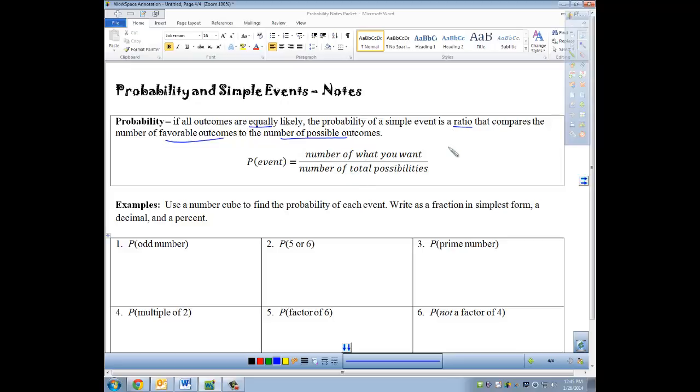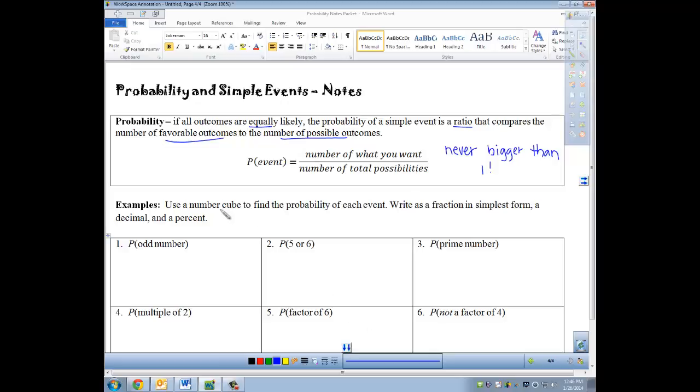One thing to know about probability is your answer will never be bigger than 1. Because that would mean that it's more than 100% likely, which is impossible. So your number should never be bigger than 1.